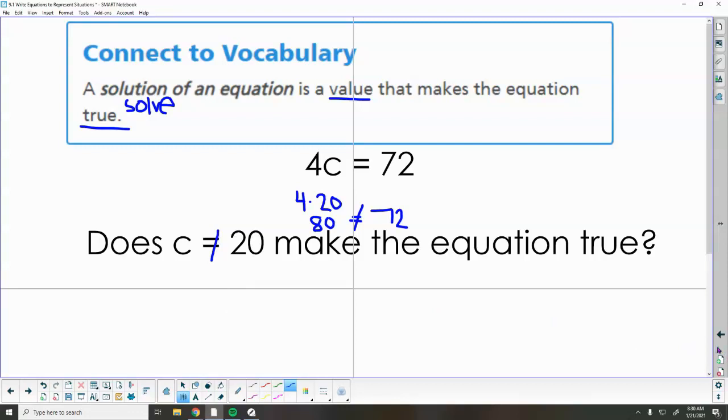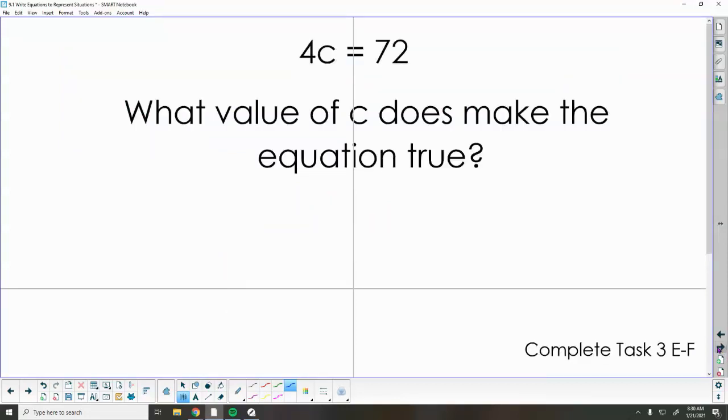So we need to figure out what does make C true. I know that 20 was too big. So we could try 19, then we could try 18, and we could just keep guessing. But that's a lot of guessing and checking. And I like to be very efficient when I do math. I call myself a lazy mathematician, but that doesn't mean I don't do the work. It just means I do it in the quickest way possible. So I don't want to sit and guess and check what this C equals.